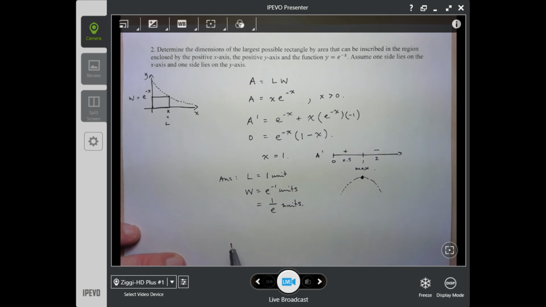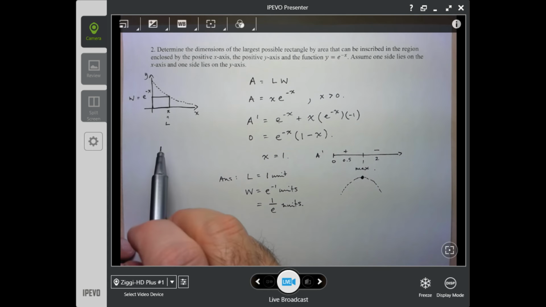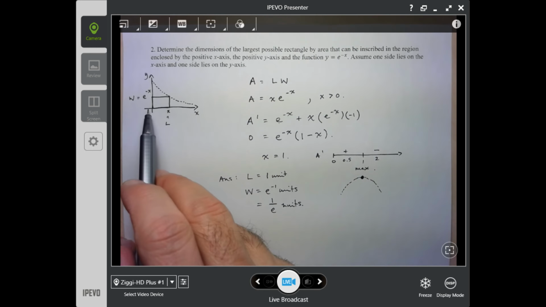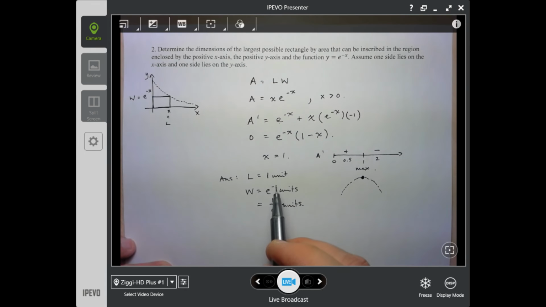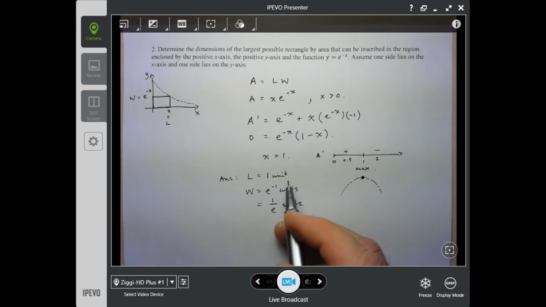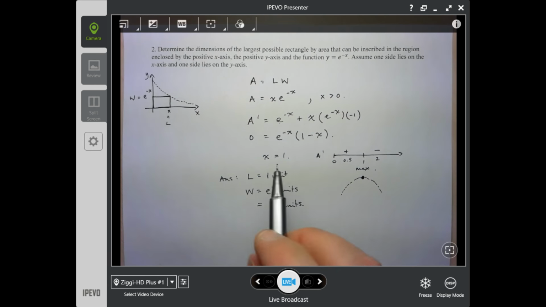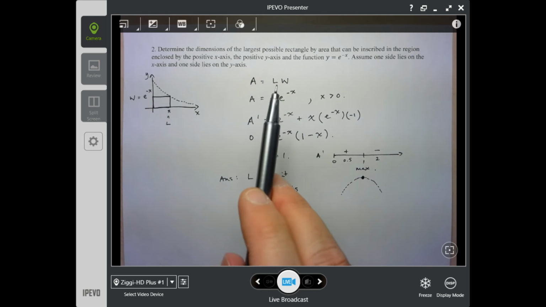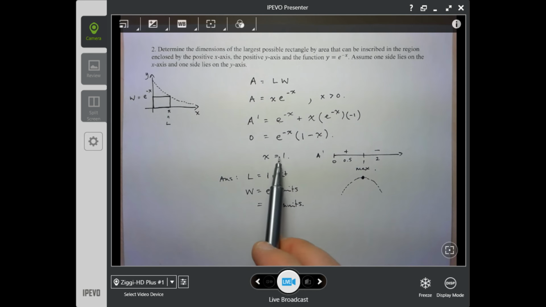Okay, so if we want to maximize the area of a rectangle that's contained within this region, the x-axis, the y-axis, and the function y equals e to the negative x, this is going to be the dimensions for that. So again, just to recap, what are we trying to optimize? Write it in terms of one variable with a domain, use calculus methods to determine your optimal value, and then go back and make sure you're answering the question that's being posed in the particular problem. All right, that's it for this one.